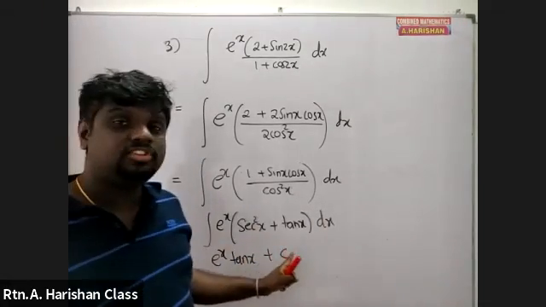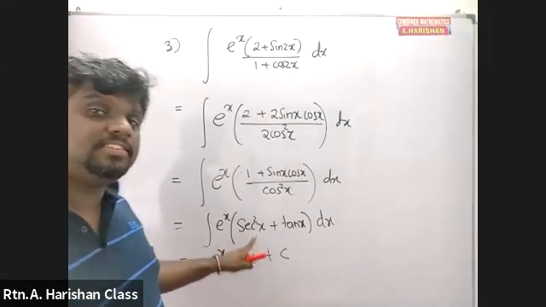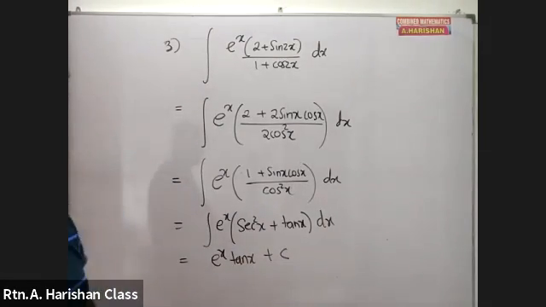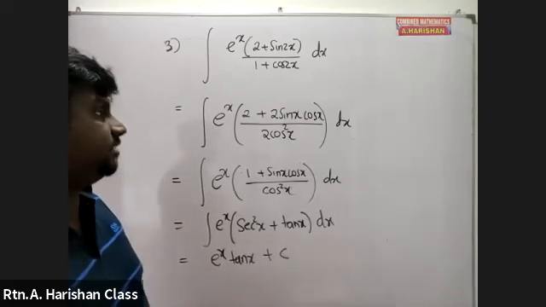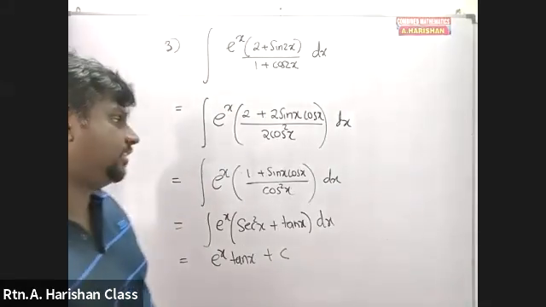So what is the answer? e to the power x into f of x. That is the answer. If it's f of x, this is f prime x. Right? Is it clear? So these are the special cases under the e to the power x into f of x plus f prime x form.